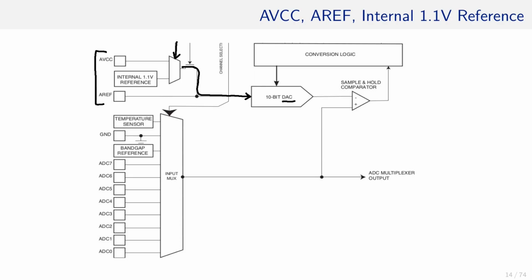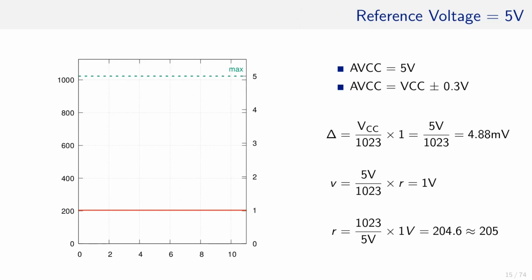What is the impact of this reference voltage, and why would anybody want to change it? As already mentioned, the reference voltage is the maximum voltage that can be measured. Any value above this reference voltage saturates the ADC, which means it always returns the maximum possible integer value of 1023.